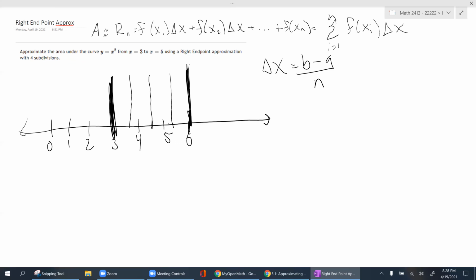But you need an exact value. I need to know exactly what this distance is between 3 and the next point. How you find that distance is by this formula here: delta x is equal to (b minus a) divided by n, where a and b are the endpoints that they give you, from a to b, and your n is your number of subdivisions. So here, this is going to be 5 minus 3.